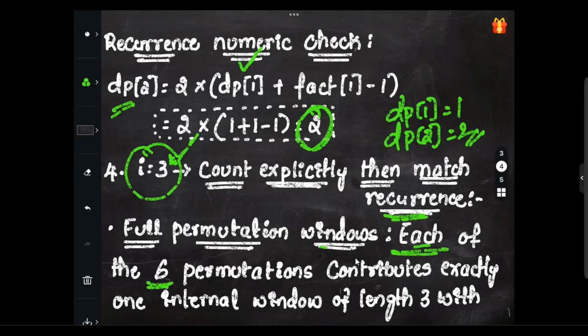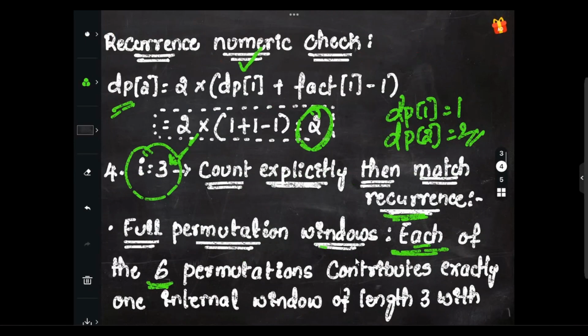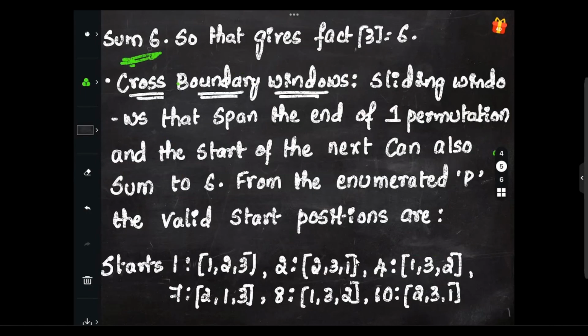Each of the 6 permutations, whatever permutations we got, 1 2 3, 2 3 1, the 6 permutations we got here, right? So I'll show this one again. Each of the 6 permutations contributes exactly one internal window of length 3, with sum 6. Whenever you sum up, you will end up with 6 itself, because we are going with a permutation of 1 to 3, the numbers 1, 2 and 3. When we sum up any window, we have to get the sum 6 itself.